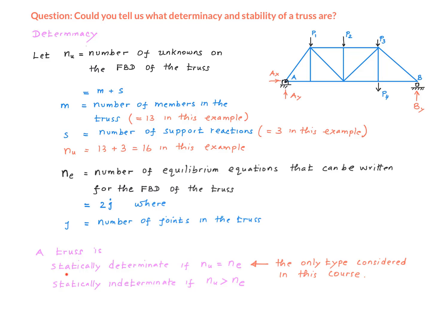A truss is called statically determinate if n_u equals n_e, and is called statically indeterminate if n_u is greater than n_e. When n_u is n_e, we have the statically determinate trusses, and the only thing we will need in order to solve for all the unknowns of the problem are the equilibrium equations. Going forward, this is the only type we will consider here. In the statically indeterminate problem, the number of unknowns is greater than the number of equations, therefore we need some additional equations to solve for the unknowns. So we will not consider such problems here.